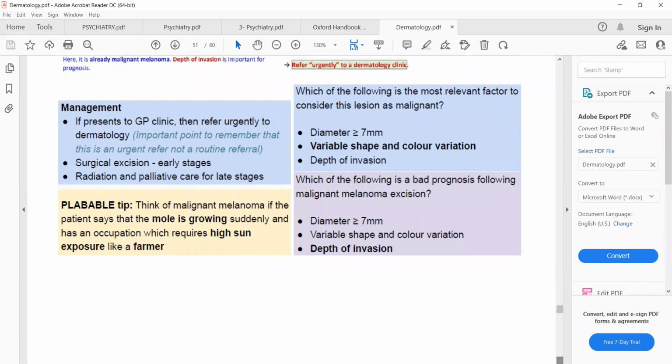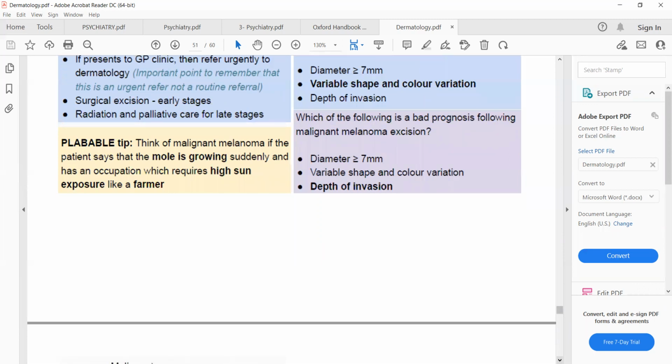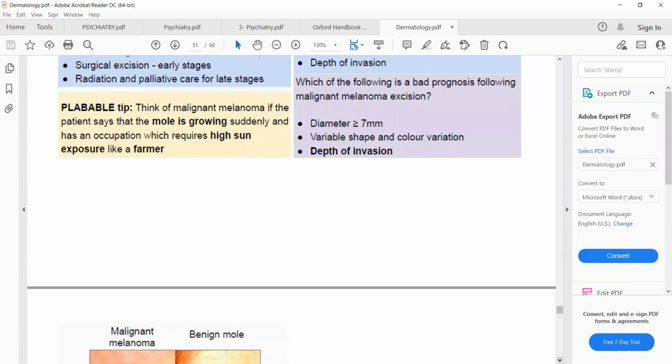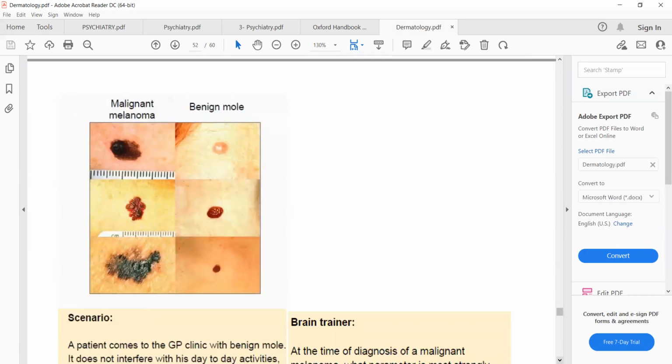The most important prognostic factor is depth of invasion. So if it is spreading in a horizontal way and not going deep, then it's not of concern? No, it will still be a concern. It will still need to be removed. Right, because growth in any direction is a suspicious feature for malignant melanoma.